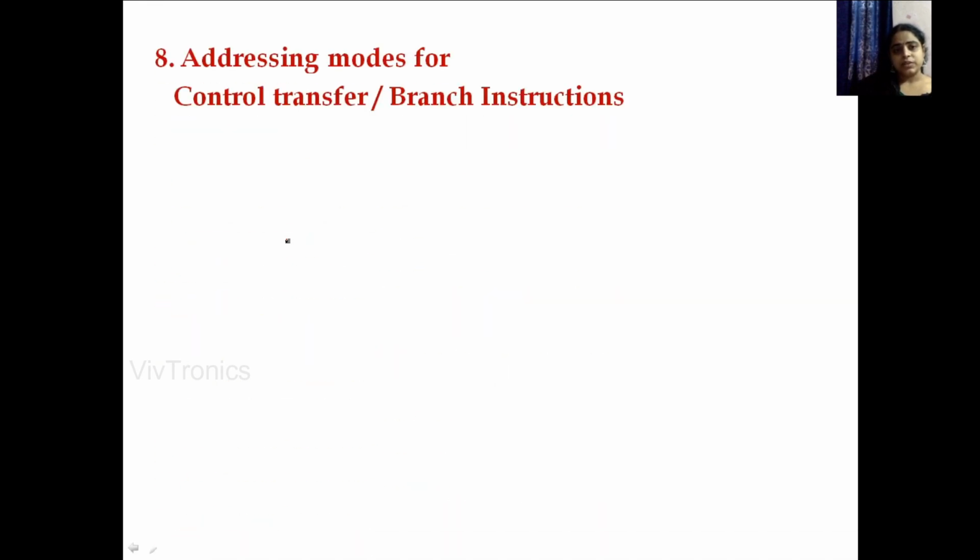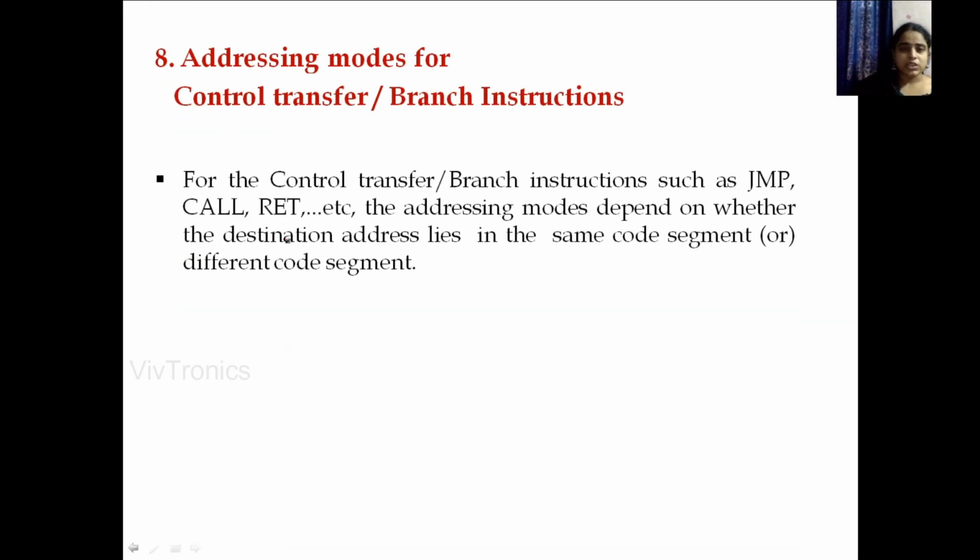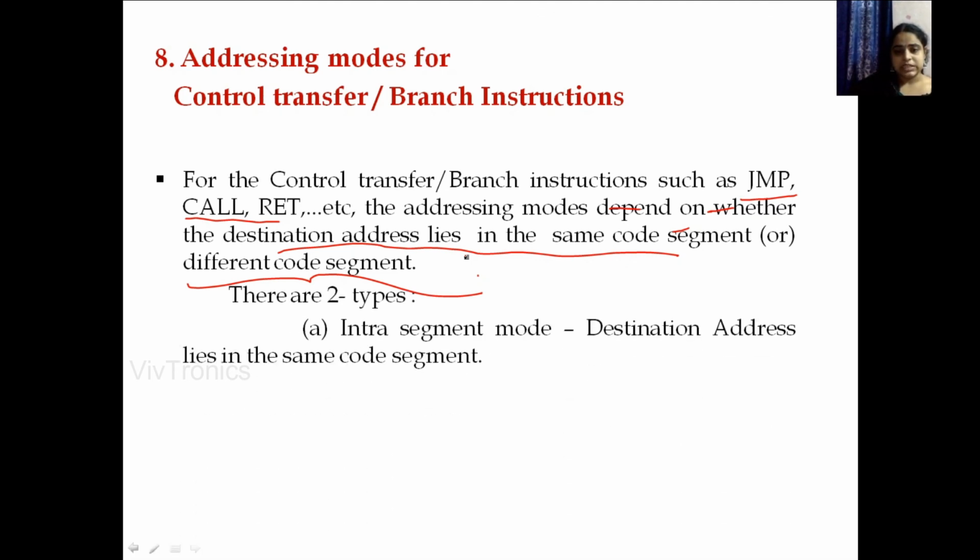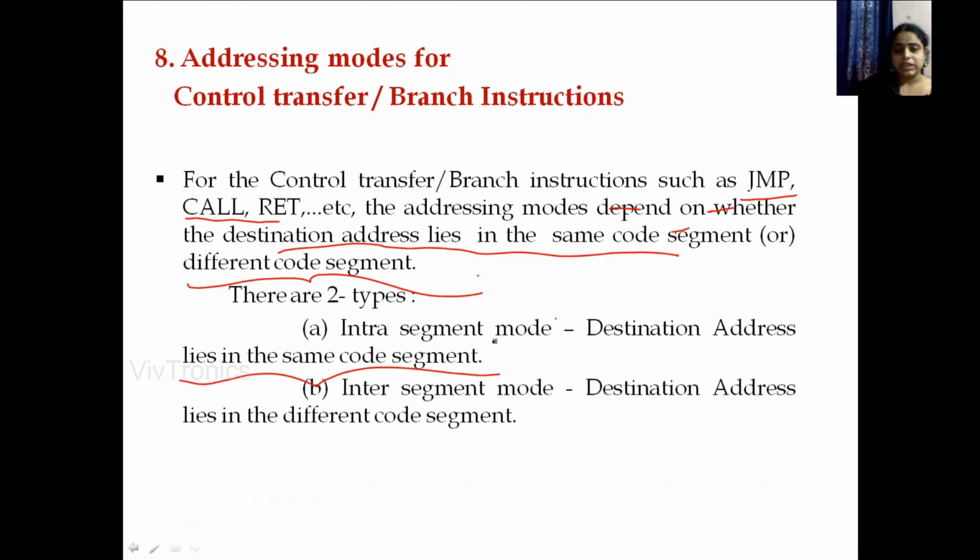The next one is addressing modes for control transfer or branch instructions. There are some branch instructions in 8086 called jump, call, return, like that. The addressing modes depend on whether the destination address lies in the same code segment or a different code segment. So there are two types. One is intra-segment mode, where the destination address lies in the same code segment, and in inter-segment mode, the destination address lies in a different code segment.